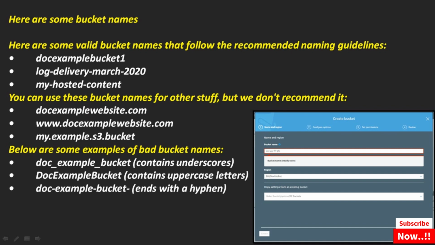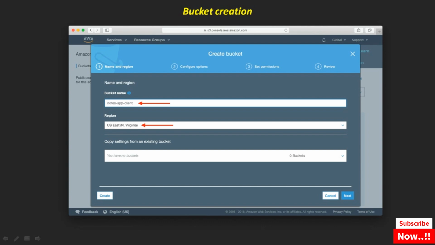my.example.s3.bucket. But below are some examples of bad bucket names. Contains underscores, like document_example_bucket. Contains uppercase letters, like DocumentExampleBucket. You can just check it out, the D, E, and B. And ends with a hyphen, like document-example-bucket-. Okay, so what about bucket creation that we need to discuss for Amazon S3?